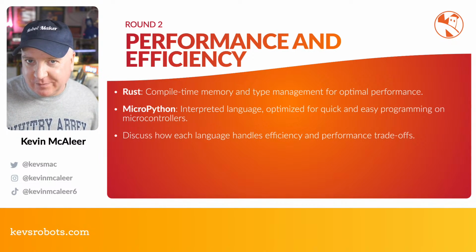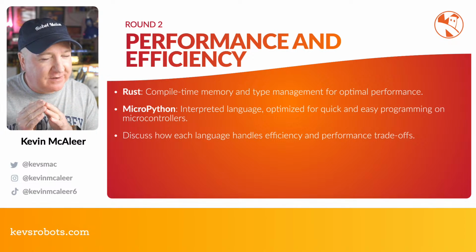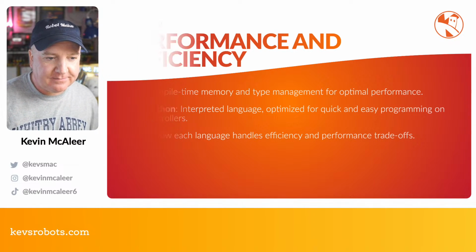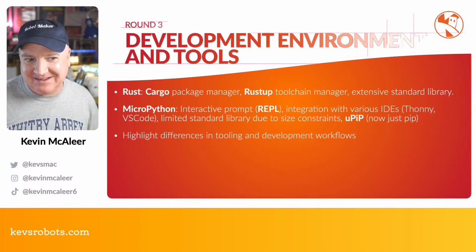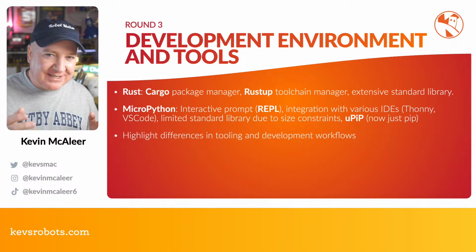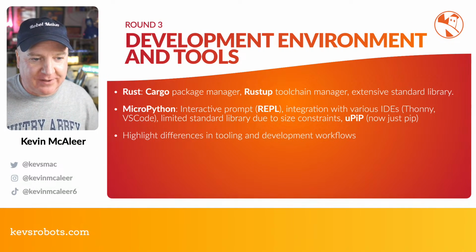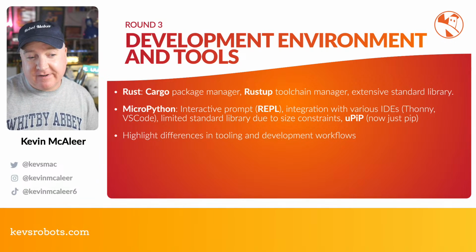It's kind of a bit all over the place, whereas MicroPython is specifically for embedded devices. So I would say in that case, MicroPython wins. But from an execution point of view, Rust is going to be quicker. So, development and environment tools.